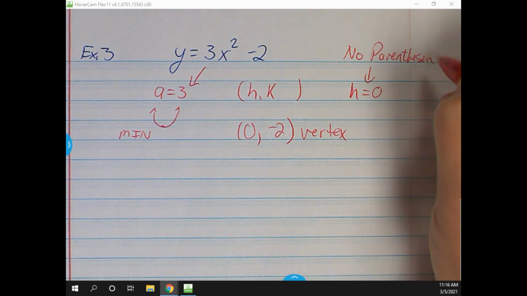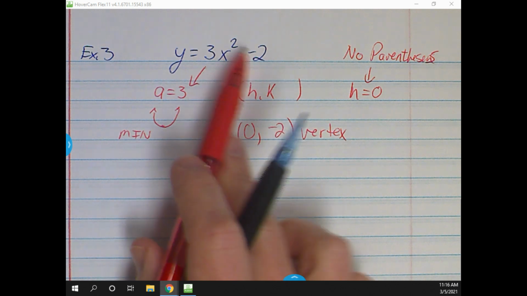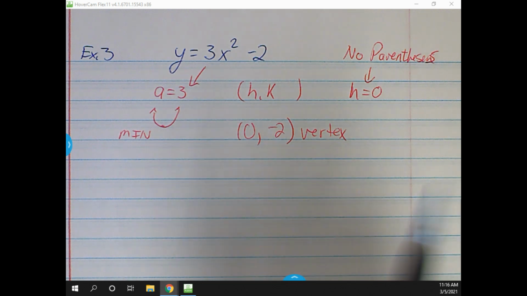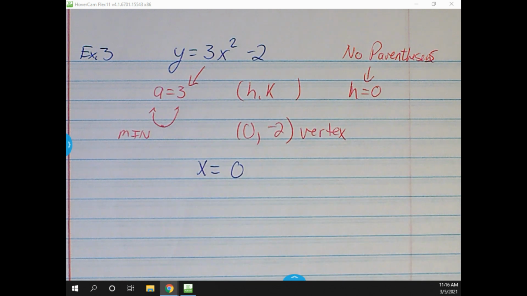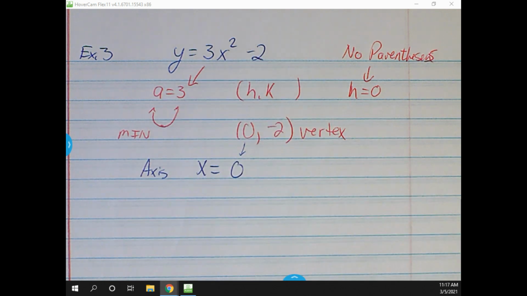All right, so no parentheses. You say, all right, no parentheses, no problem. That just means the h value is going to be 0 because we're not adding anything on the inside of the parentheses. If there's another number behind it without the parentheses, that's automatically the k value. So there's our vertex. Our axis of symmetry is x equals 0. So that's our axis of symmetry.